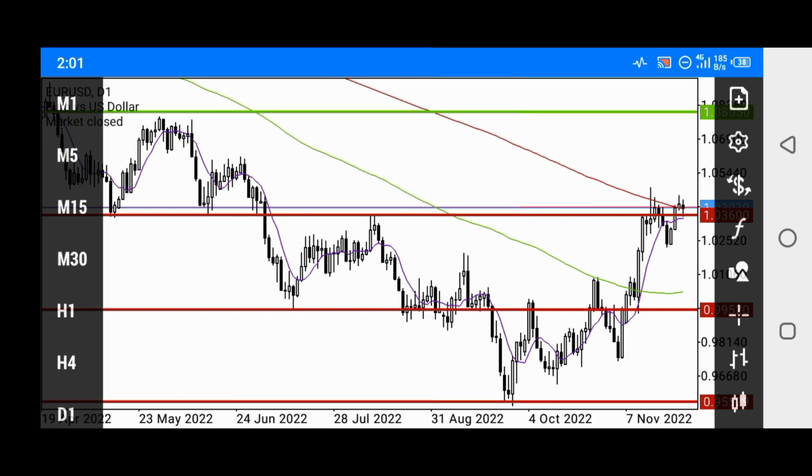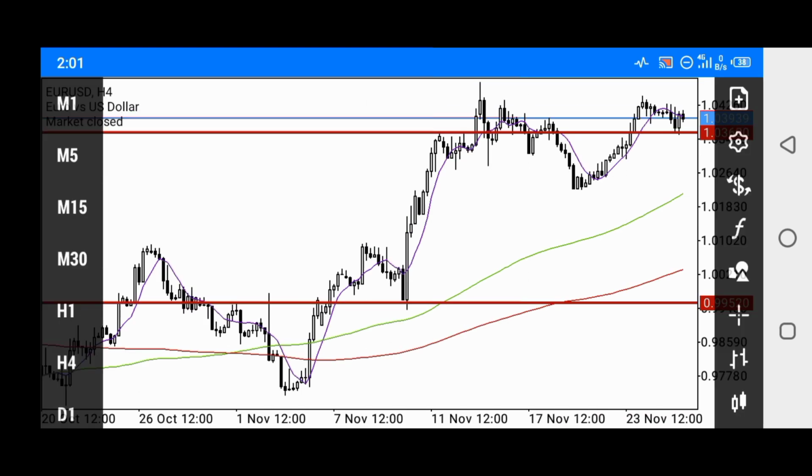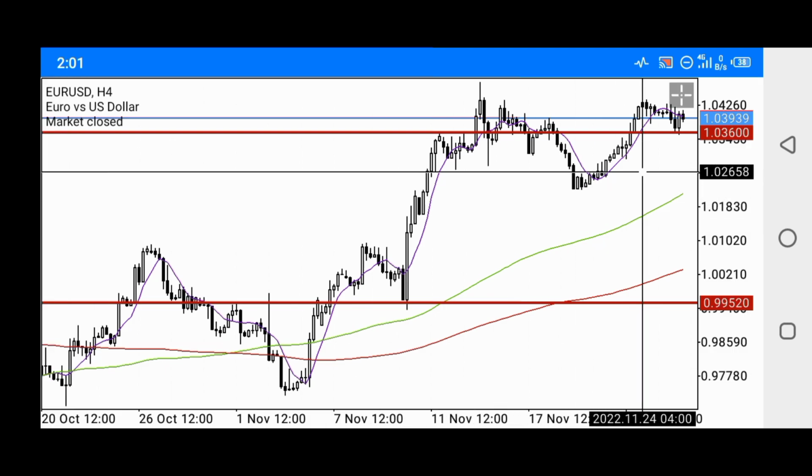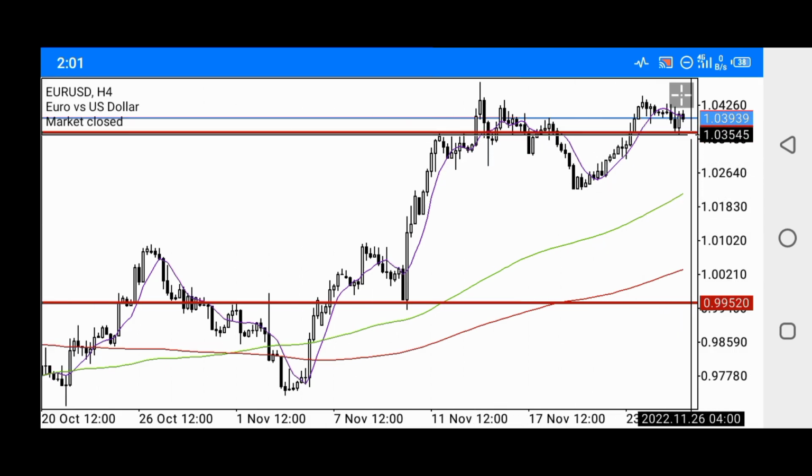So I'm going to explain how you're going to trade EURUSD this coming week. If you're thinking of buying EURUSD, you can see that the price of EURUSD is currently above this point, so you can place a buy order above it and apply Forex management.